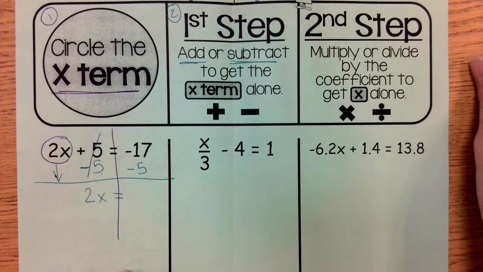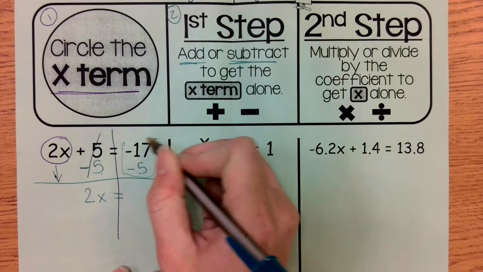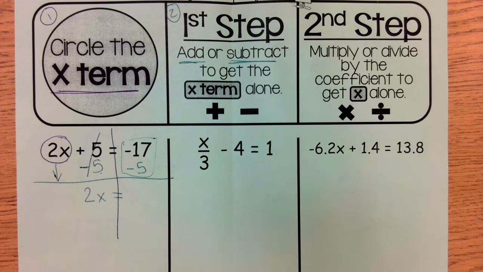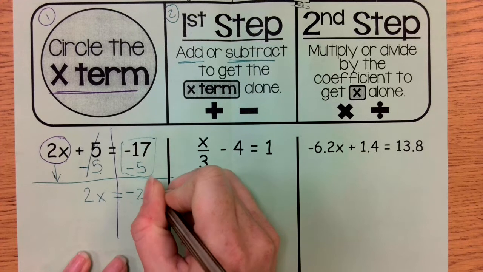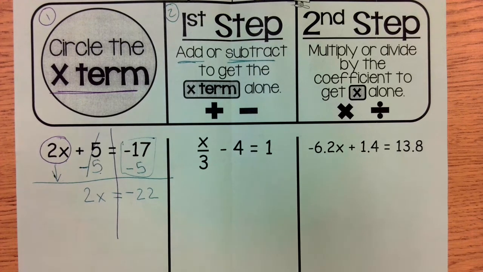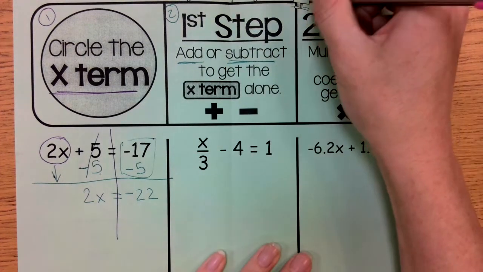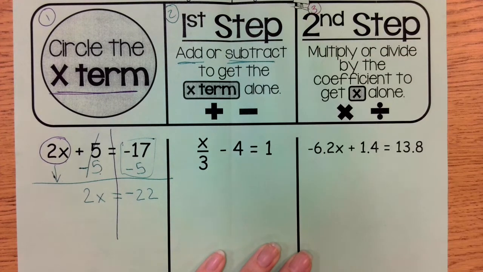Then I just have to do the math. I've got negative 17 minus 5. I'm becoming more negative by 5. So I will be at a negative 22. Technically, that is one step of a two-step. Now we're going to move on to step 3 here, which they call their second step.